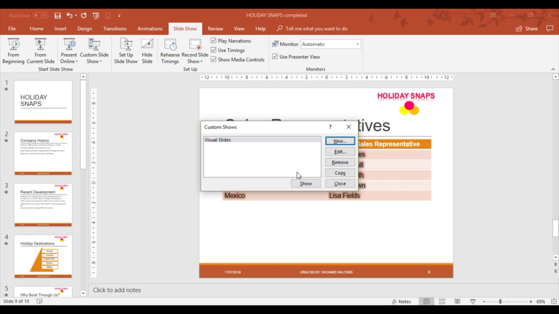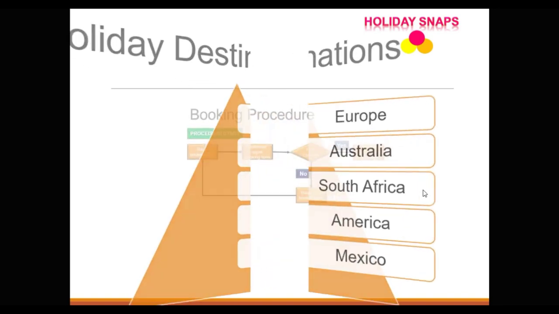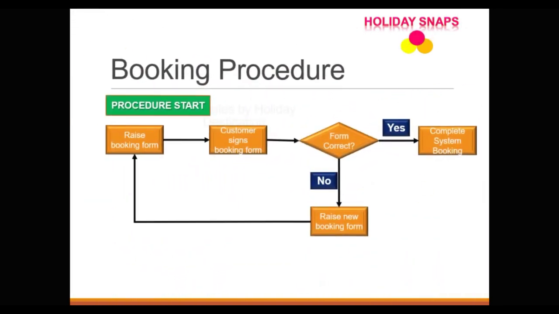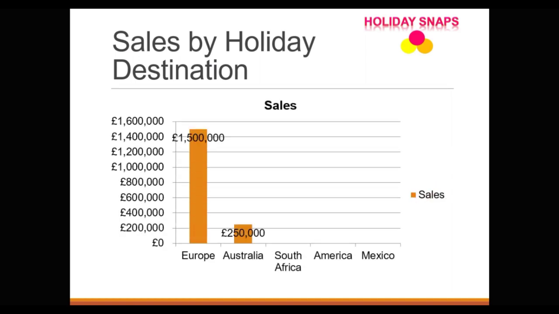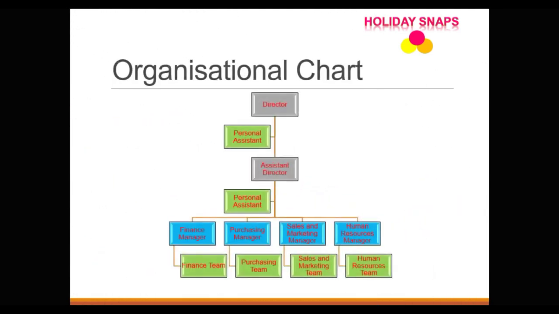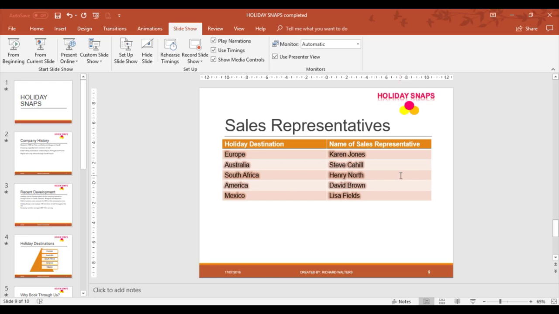Now we can show this ourselves right now to see what it would look like. So you can always edit a custom show by adding more slides to it. You can remove it. You can copy it. So let's show it to see what it looks like. So there's the first visual slide. Then the next one, and the next one, and the final one.